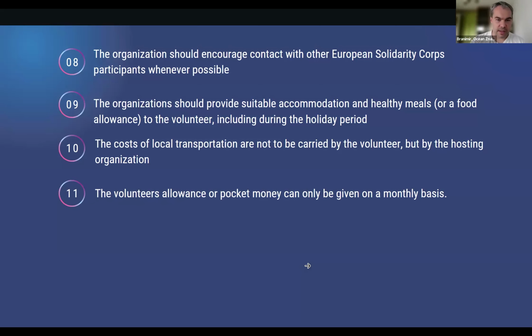So this is something that can be agreed with the volunteer and created. But what is really important is that they get it every month. You cannot do it 2 months and then one payment, because it is really important that they have this regularity.